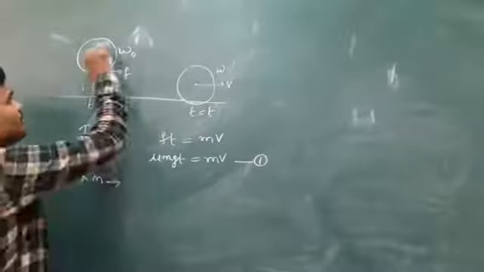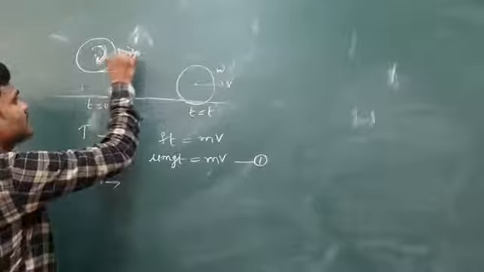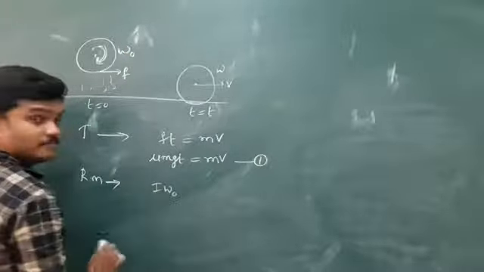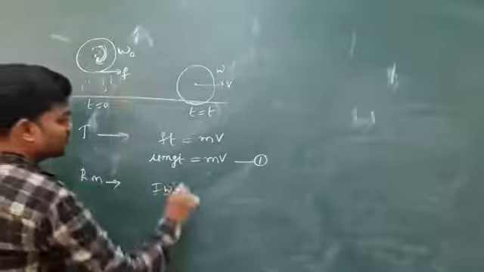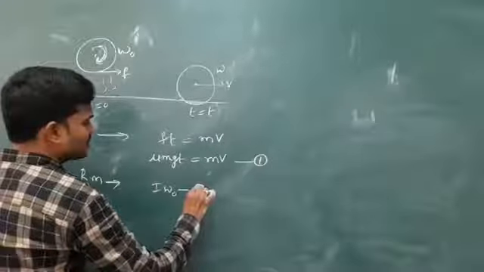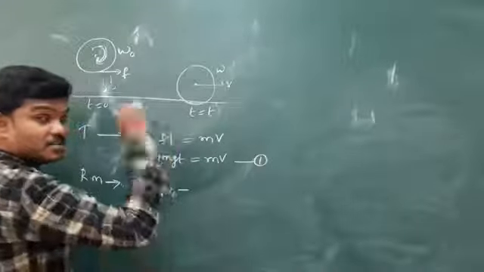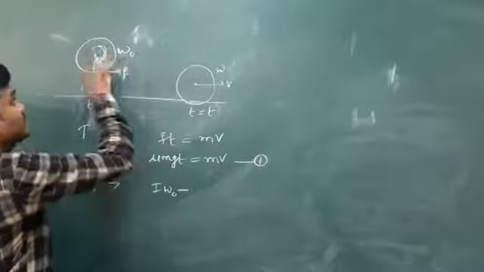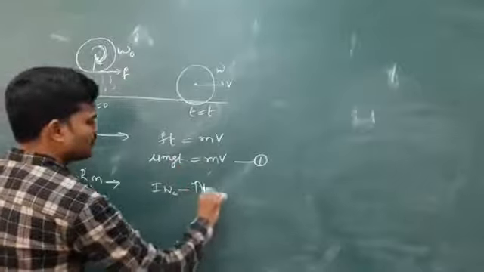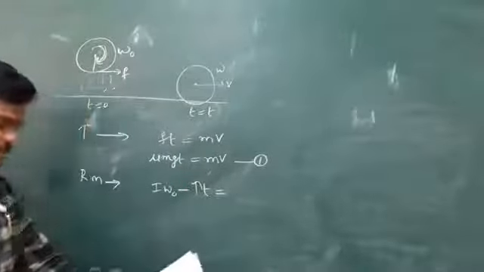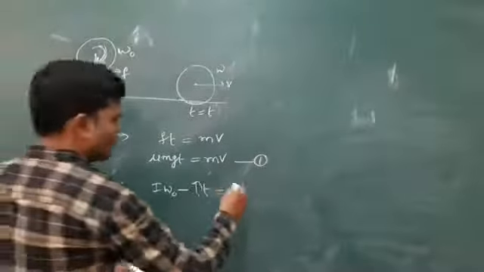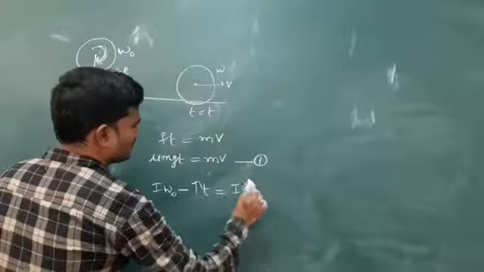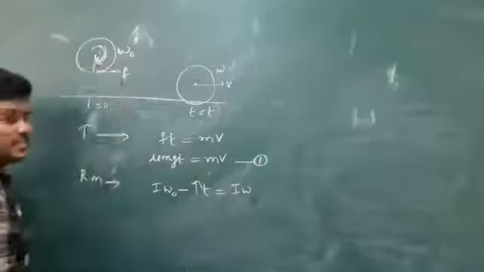So starting, it rotates with an angular velocity omega naught. So I omega naught, and because of this frictional force, tau into t. Tau, nothing but frictional force into distance, nothing but radius. So let me write tau into t, and finally I omega final. These are the equations.